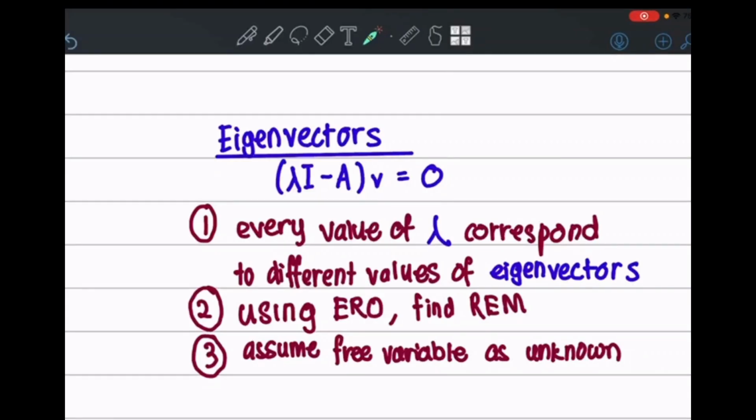Okay, let's move on to the next part, finding each eigenvector. Using the formula derived from before, the v represents the eigenvectors. Because we have different values of lambda, the eigenvectors also differ. To find eigenvectors, we will use ERO. After we find the REM, then we can assume one of the variables to be a free variable. Alright, let's take a look at an example.